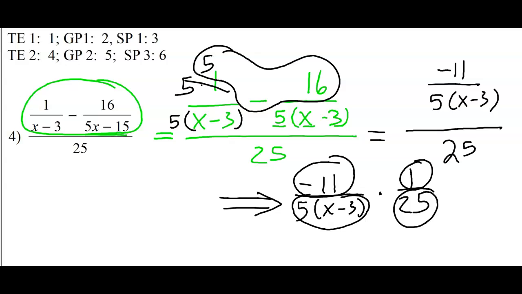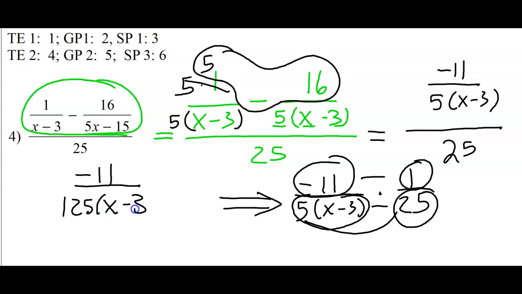No, she thought that. All right, so we're gonna multiply straight across. It's going to be negative 11 over, all right, I'm going to do the 25 and 5 first. That's 125. I'm gonna distribute that in. And if John's right, it's 125x minus 375.